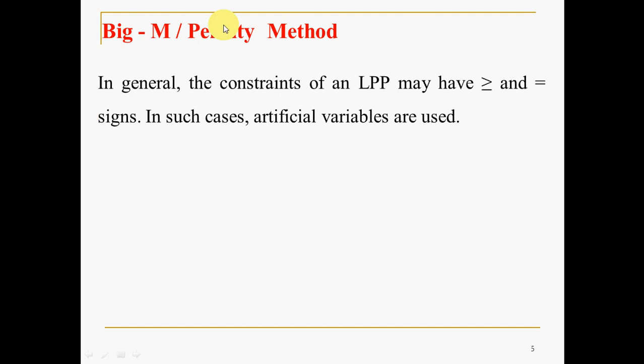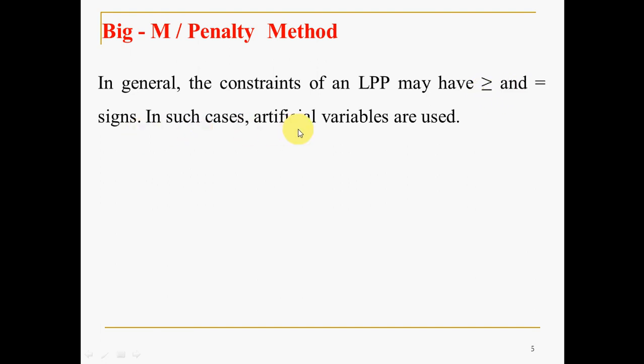So what is this Big M or penalty method? The Big M method is also called the penalty method. It is nothing but the simplex method only, with an extension of the concept. In the previous session, we have seen the simplex method with less than or equal type constraints. In general, the constraints of an LPP may have greater than or equal and equal signs also.